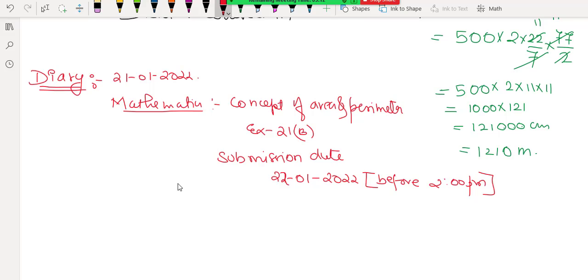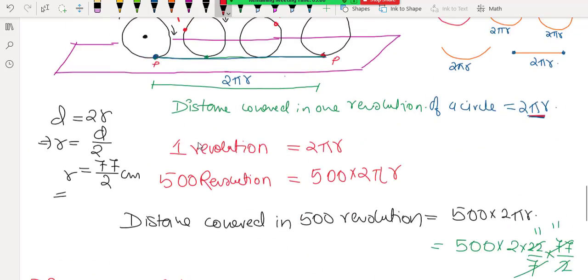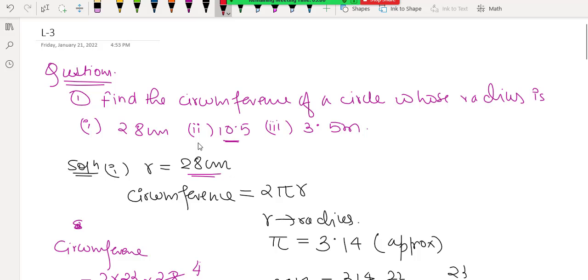Now just after the class I am going to submit this PDF to your WhatsApp group. You can download from there and write it down to your fair copy, and you have to send it to me in your WhatsApp group. Understood? And also you have to submit your homework as well.